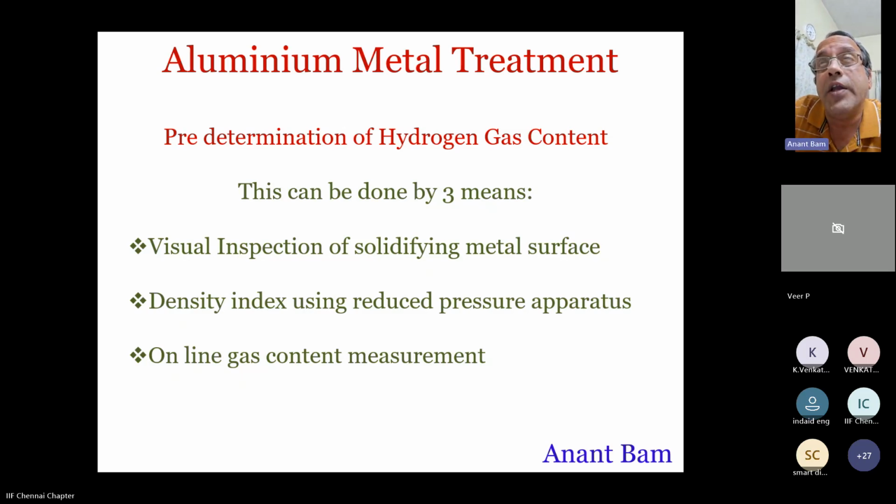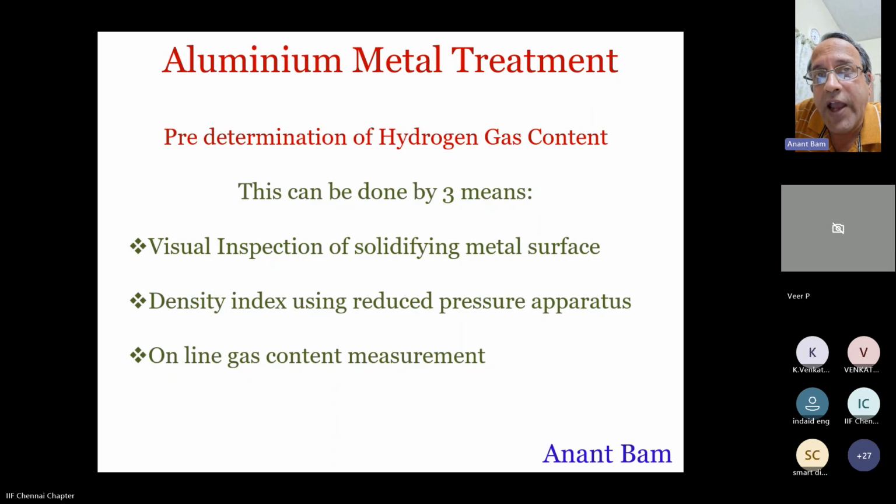This particular method cannot predict how much is the gas. Again, it is subject to personal error, human error. One person might notice some gas, one person might not notice that gas. So it is a subjective method.